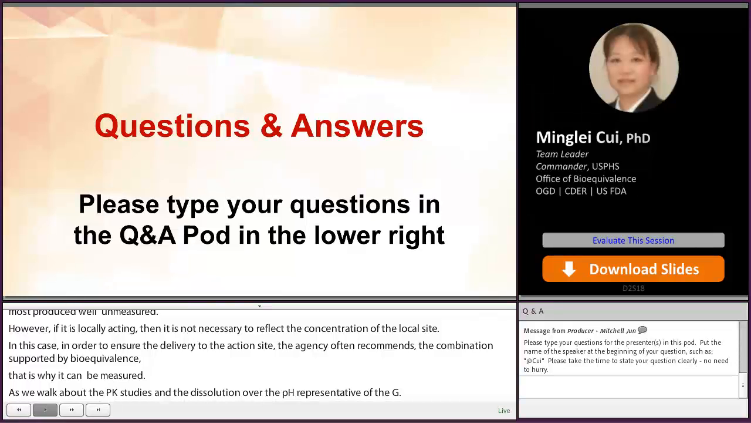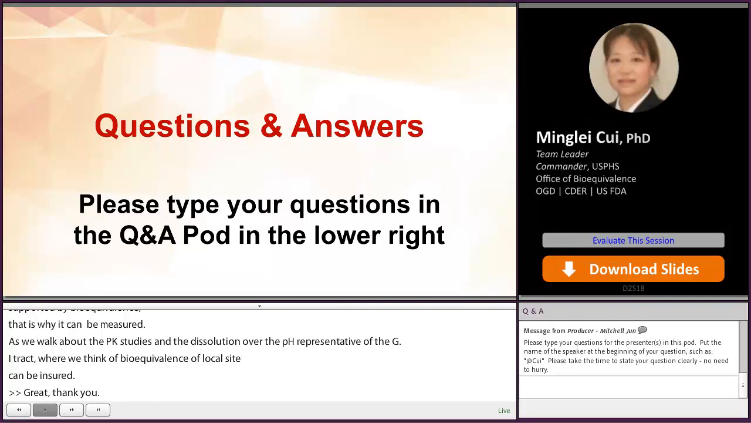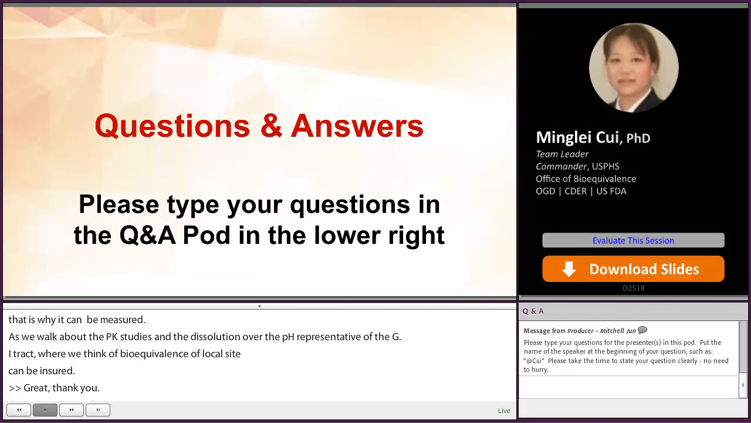Great, thank you. And another question for you. For rifaximin, why is the clinical endpoint study recommended in addition to in vitro dissolution and in vivo PK study?